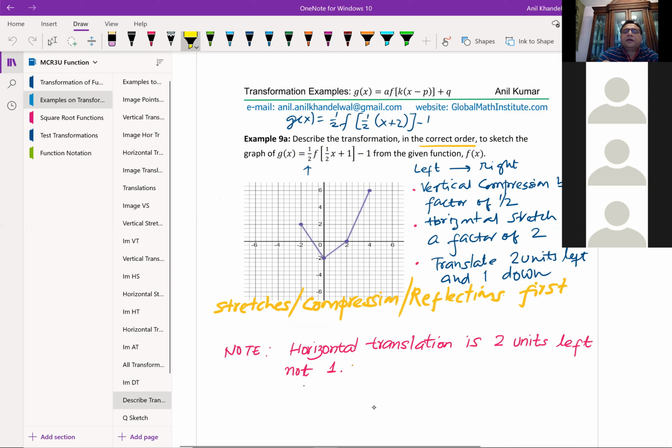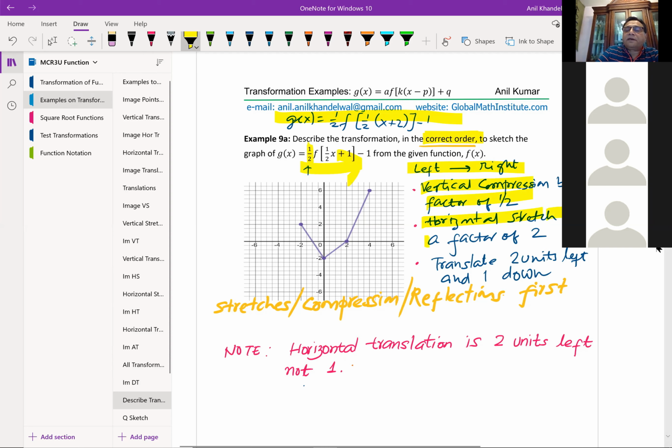So first part is to rewrite the function with factored k value. Once you do that, then as far as the order, the correct order is always from left to right. So left to right means start from here, okay? And then move right. That is what we mean, left to right. So vertically compressed by a factor of half, horizontally stretched by a factor of 2, right? So that is how it should be.